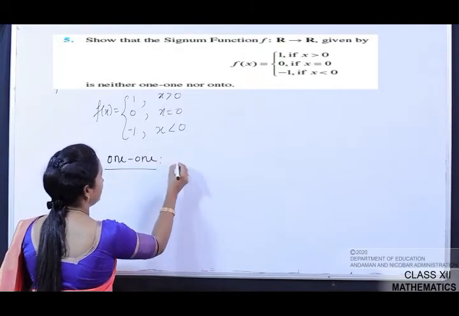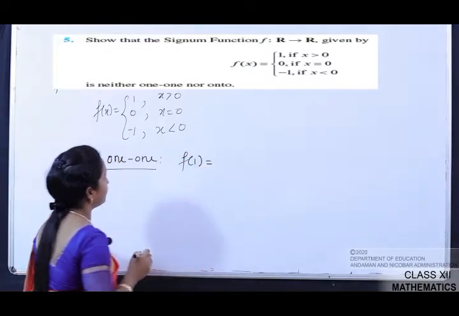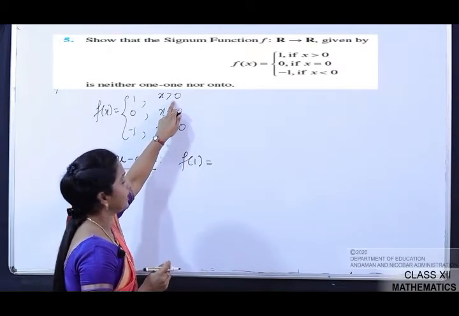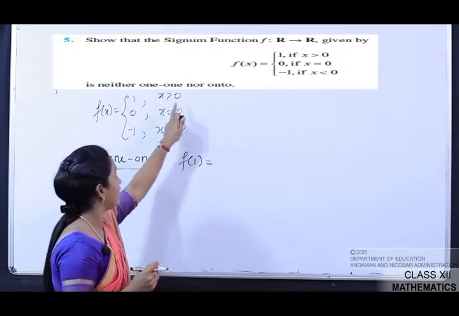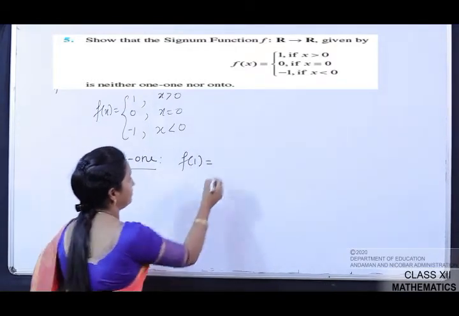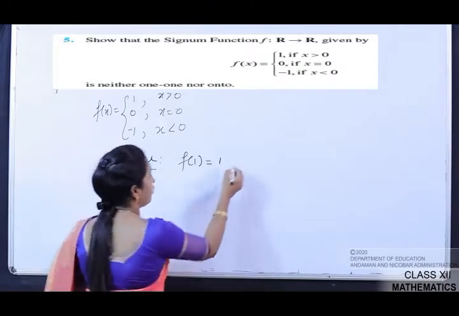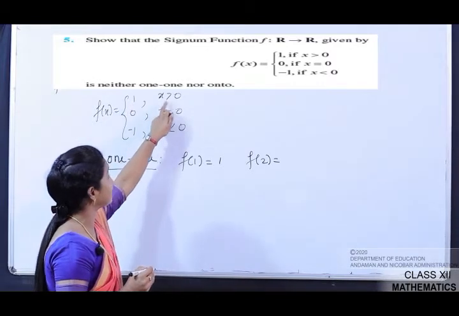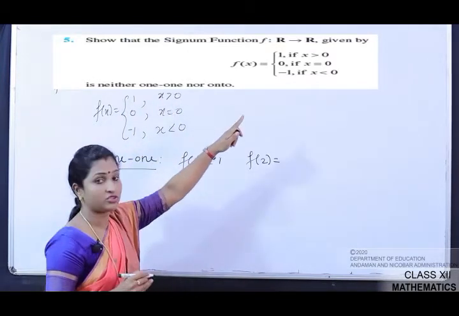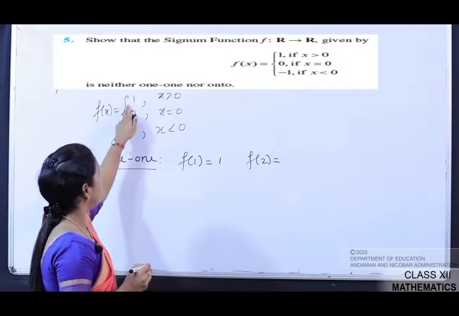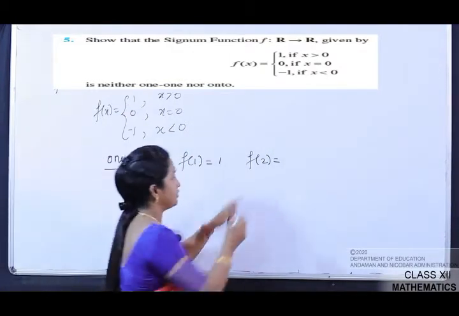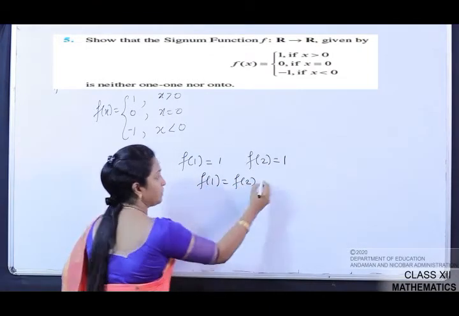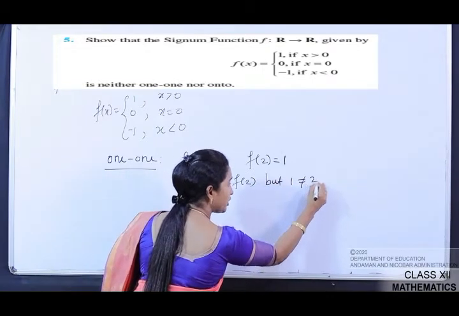Let's see. Can you tell me what will be the value of f of 1? When you put x is equal to 1, the meaning is all those numbers which are greater than 0, the value will be 1. That means f of 1 will be 1. Correct? What will be f of 2? f of 2 will be again 1 because x is greater than 0. 0 से बड़े जितने भी numbers होंगे, all the positive numbers, the value will be 1. That means f of 1 is 1, f of 2 is also 1. Okay? So f of 1 is equal to f of 2, but 1 is not equal to 2.